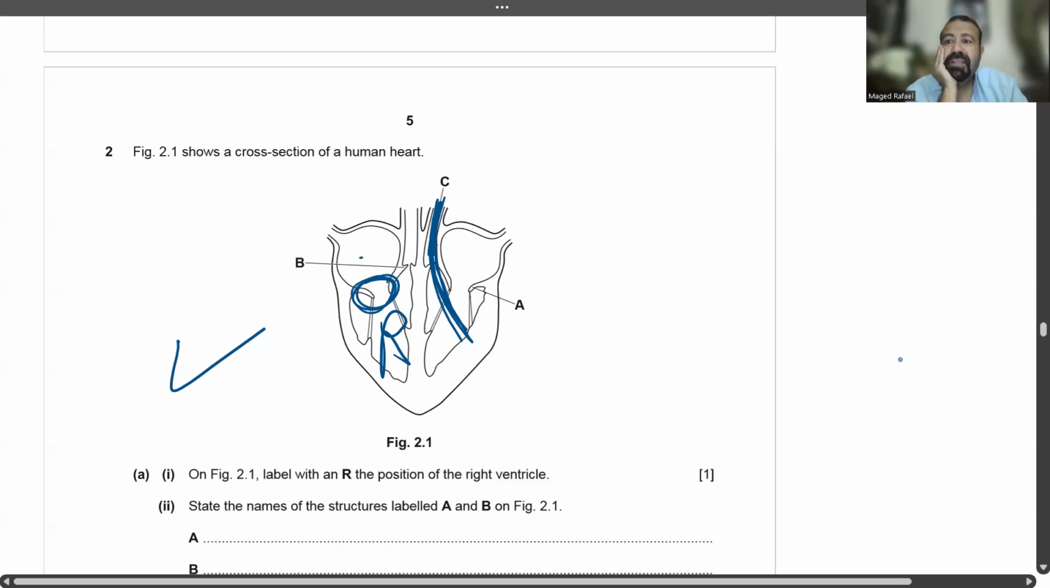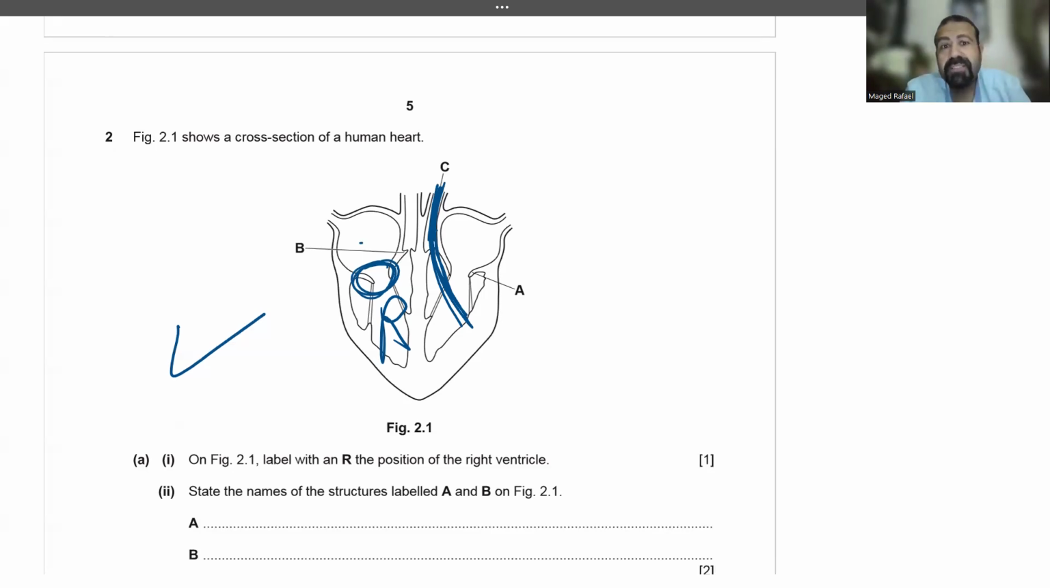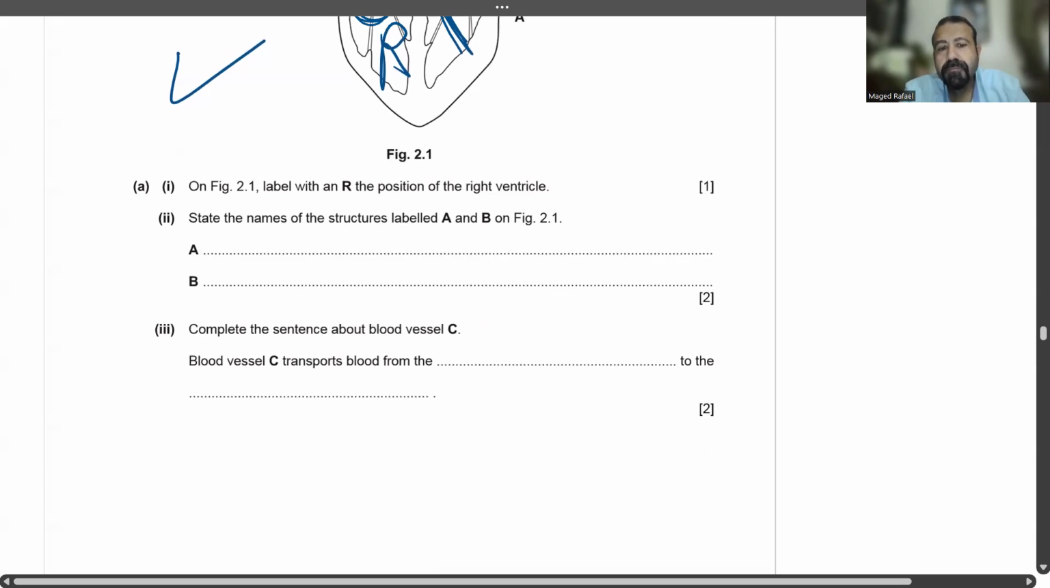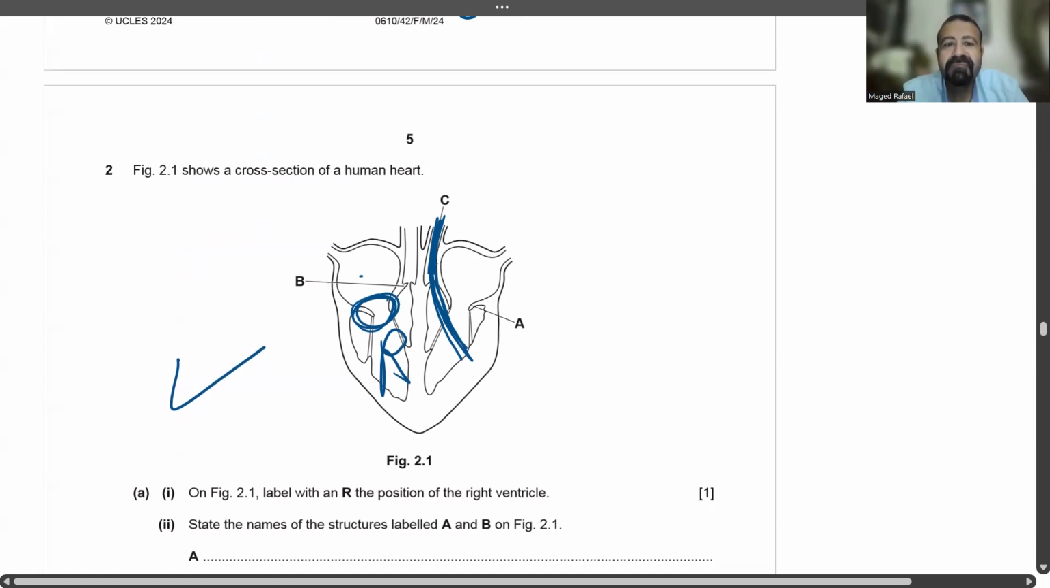From the left ventricle to what? Sorry, sir, I couldn't hear you well. Can you repeat it? Yeah, I'm asking about blood vessel C. It takes blood from the left ventricle to what? Aorta. This is the name of the aorta, of C. This is the name of the blood vessel.